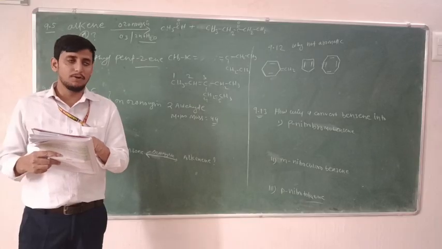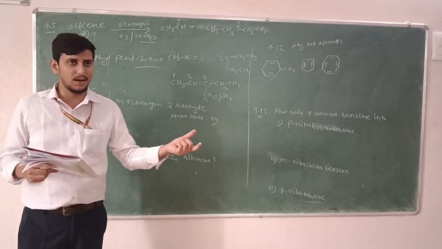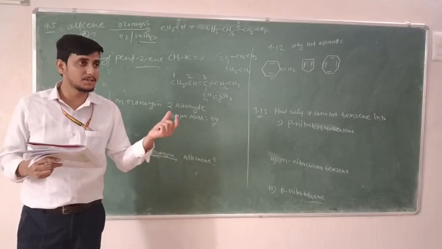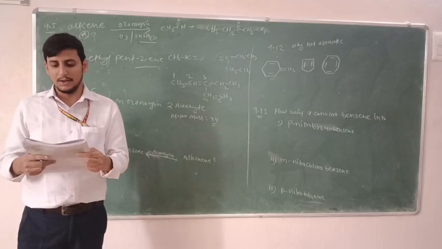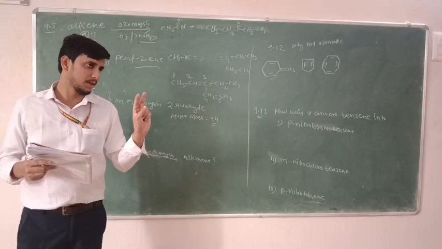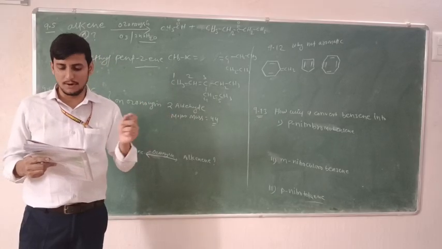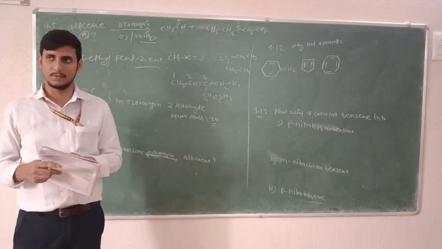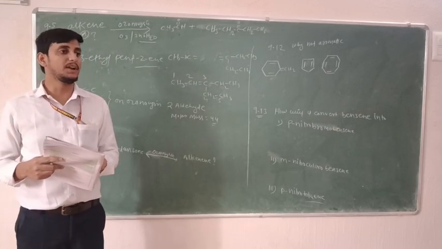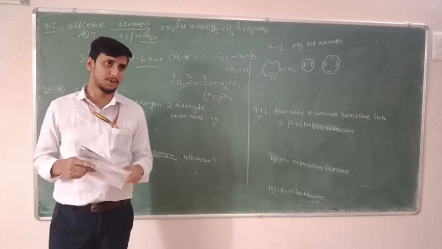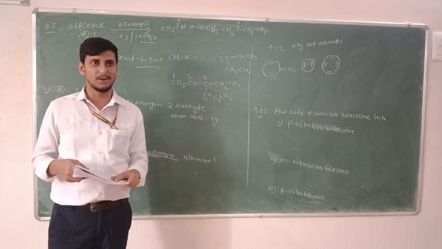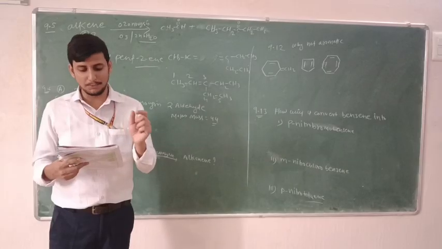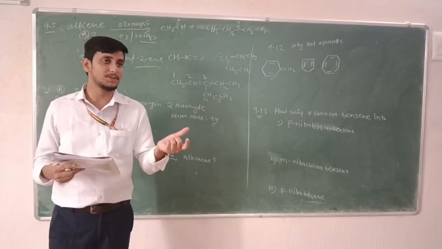And on ozonolysis of this alkene, he gave a mixture of aldehydes, 2 moles of aldehyde as product. And he gave the molar mass of the aldehyde. What is the molar mass of the aldehyde? 44 u, unified mass unit. He gave 44. Now you have to find the IUPAC name of A.